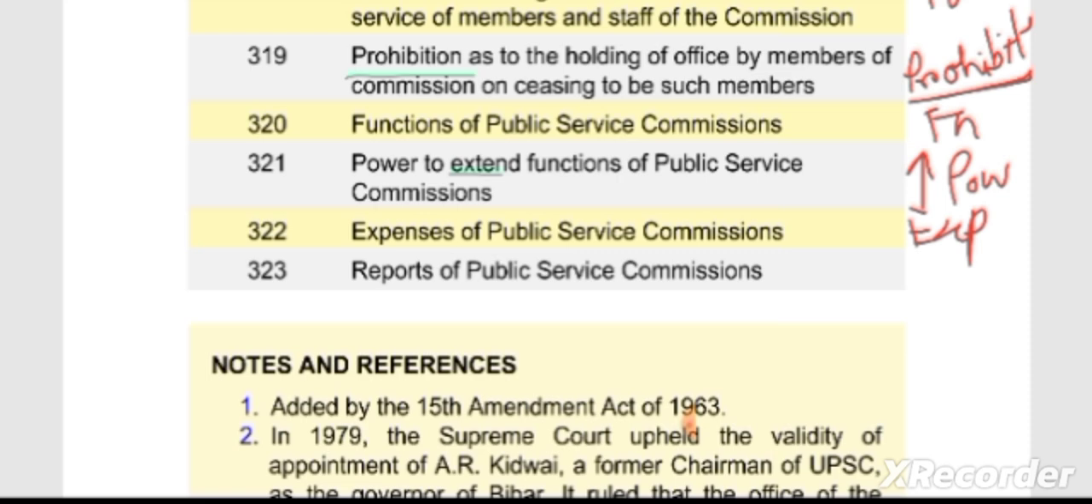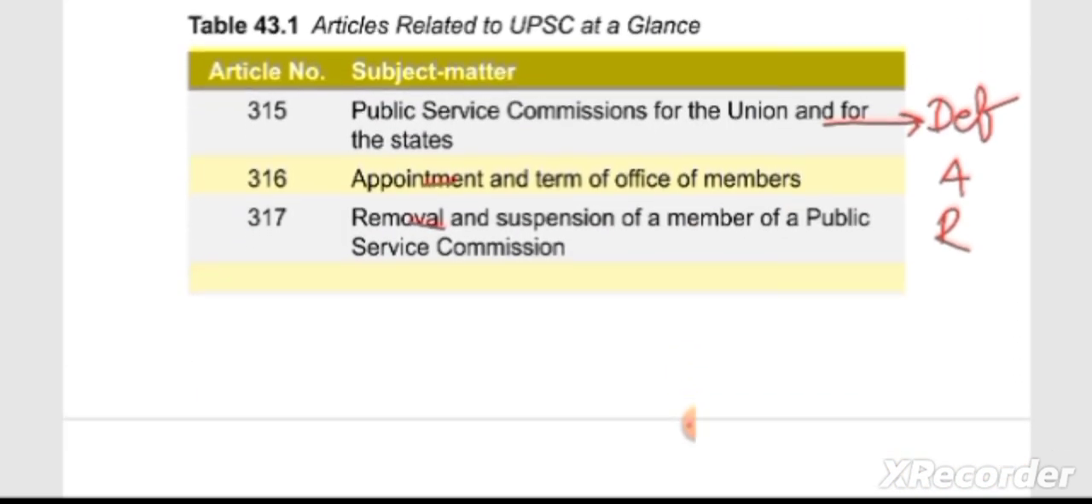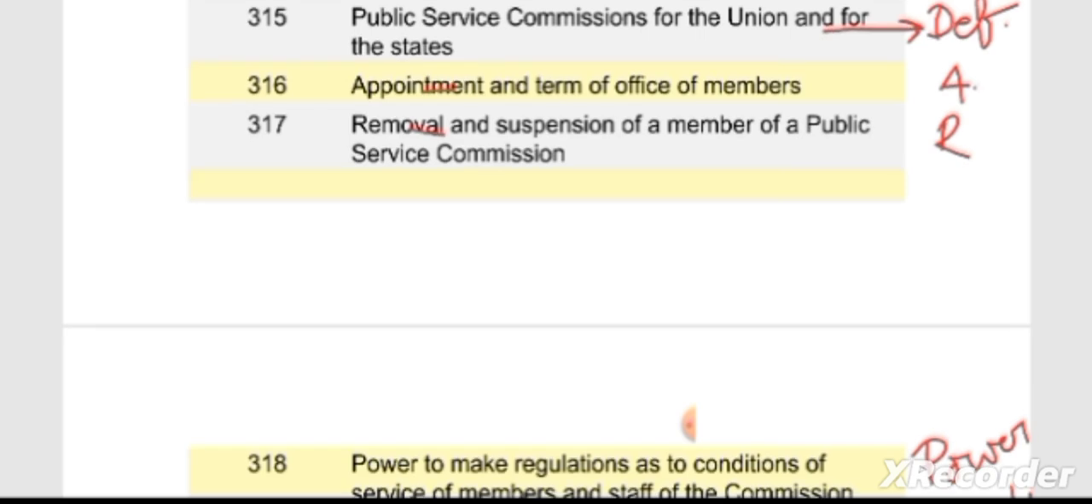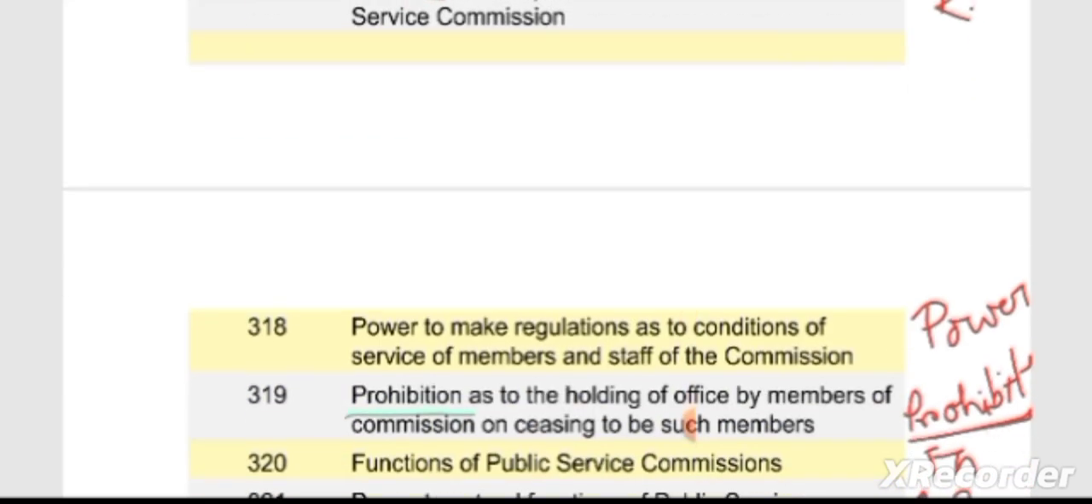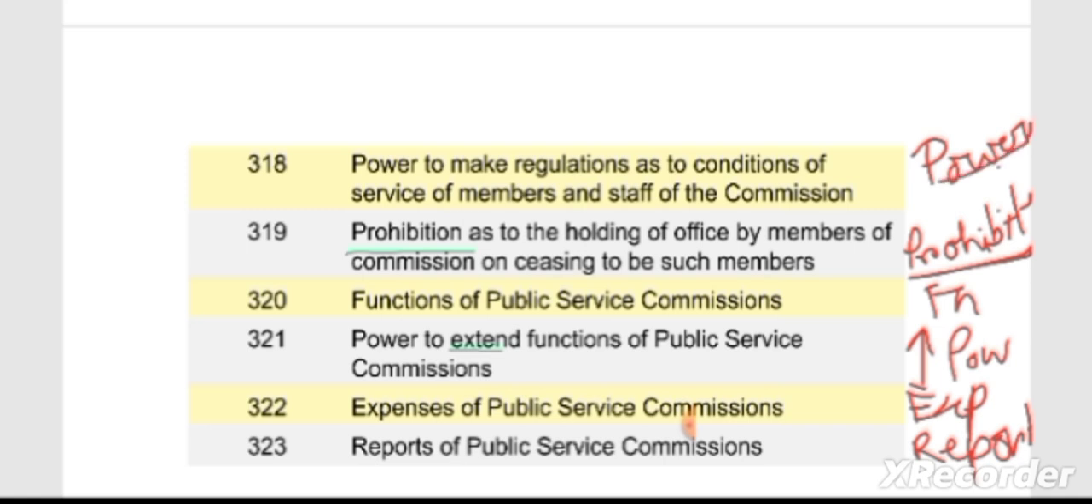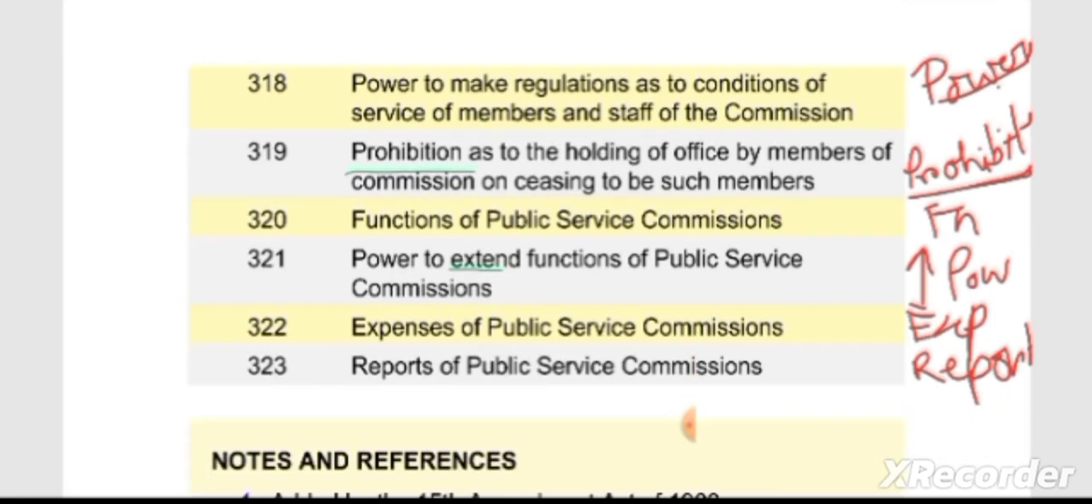And then there is the function of this Public Service Commission, which is 320. Then power to extend. Whenever we write this in short form, power to extend, 321. Then there are the expenses. Don't write it like X. We will have a different kind of thought process there, which is 322. And then there will be the reports. Generally reports come at the end, so that's why we will have this report.